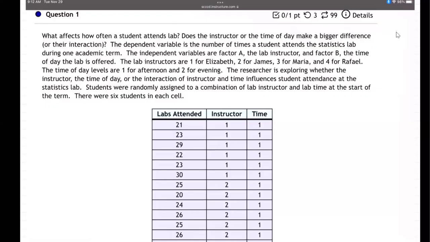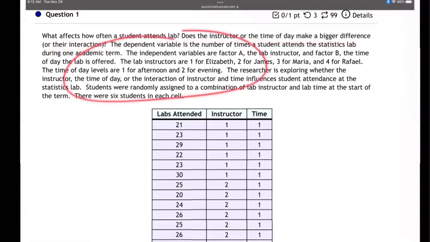Okay, so we are looking at this question. This is 13.2. This is going to be two-way ANOVA. So let's read the question first off, as it says up there. What affects how often a student attends lab? Does the instructor or the time of day make a bigger difference, or their interaction?